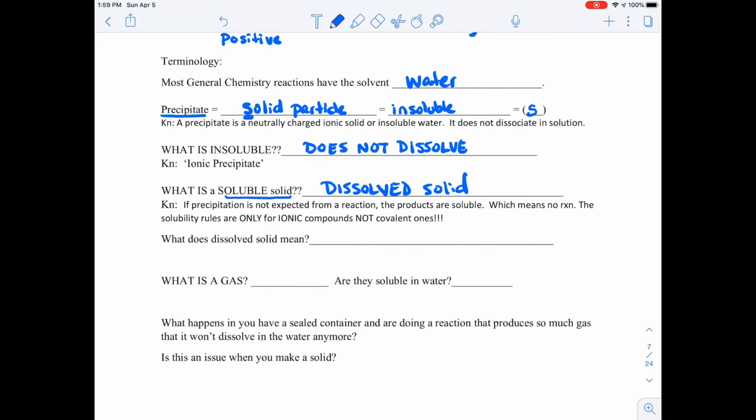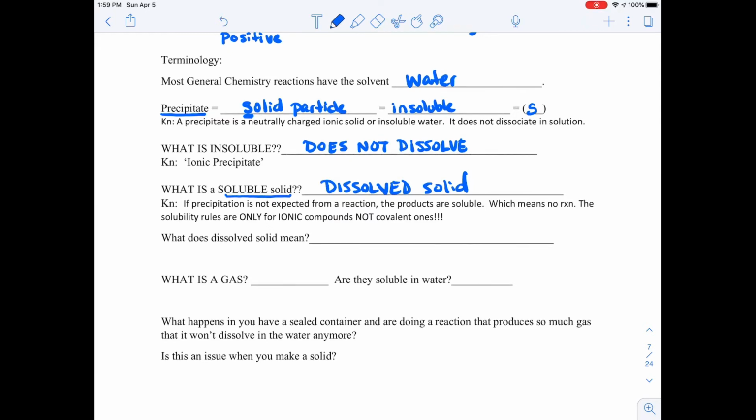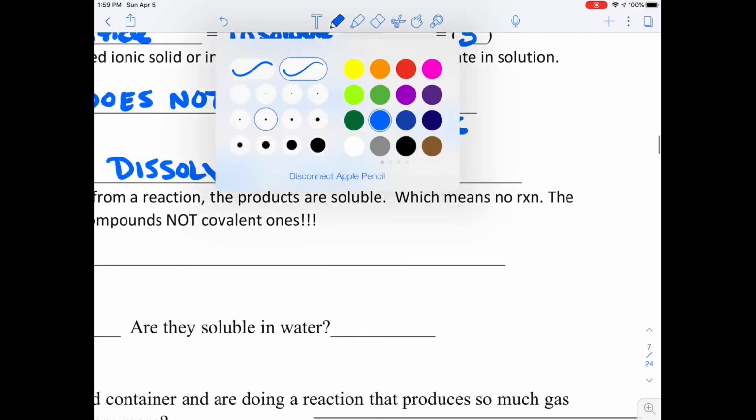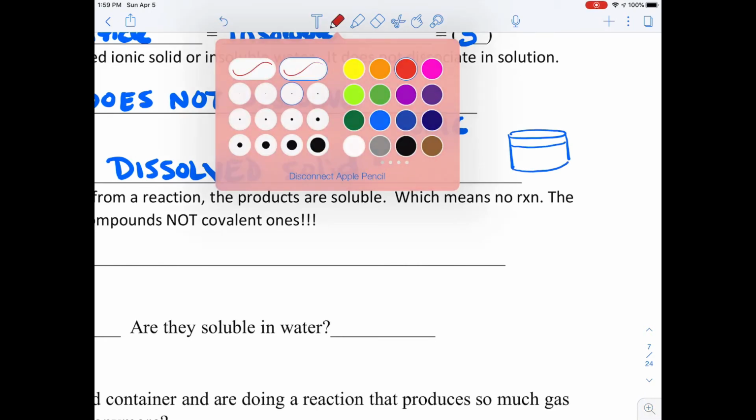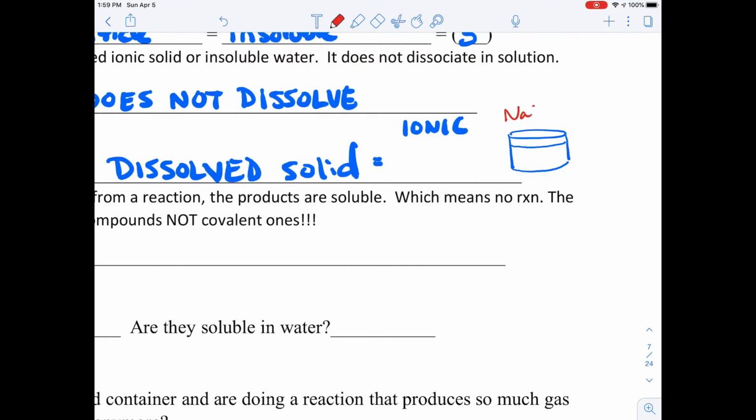The reason I get a little antsy about using the word dissolved solid is that when something ionic dissolves in water, it breaks apart into its positive and negative charges. And it's actually super important that it does this. So here's a picture. I'm going to have my water right here. And this is the part where DeWitt's video is very, very helpful.